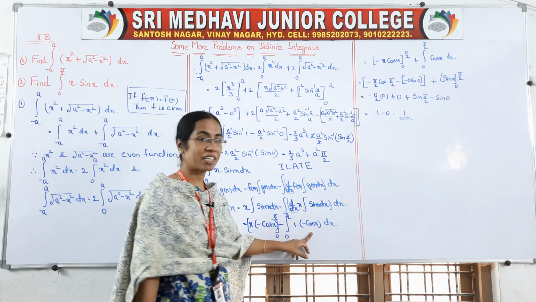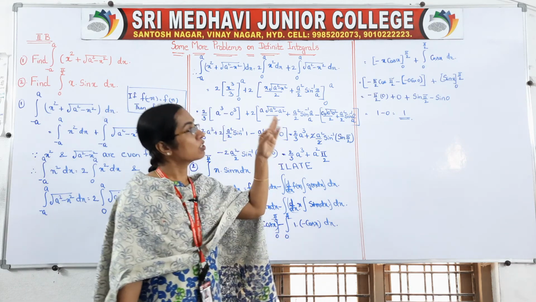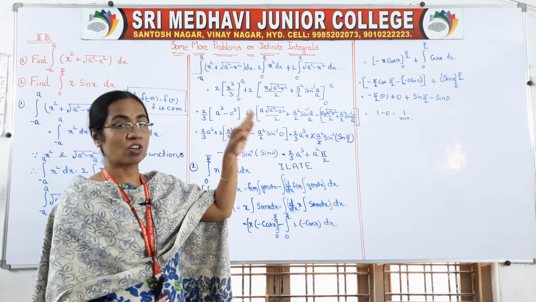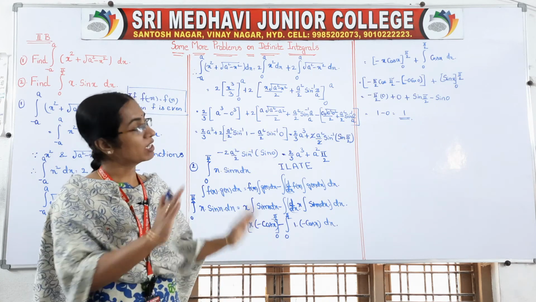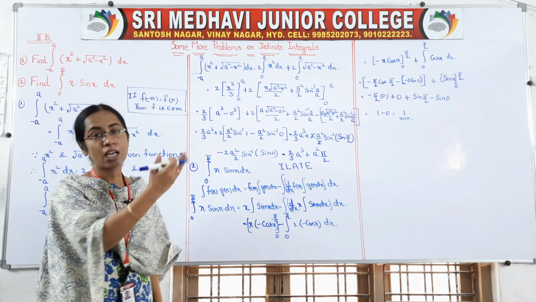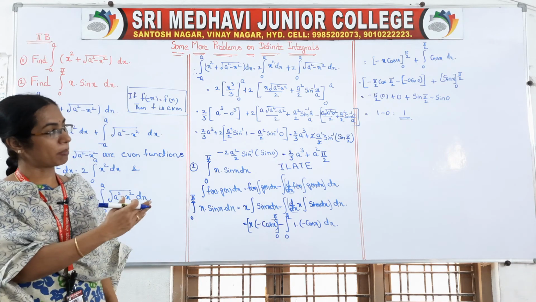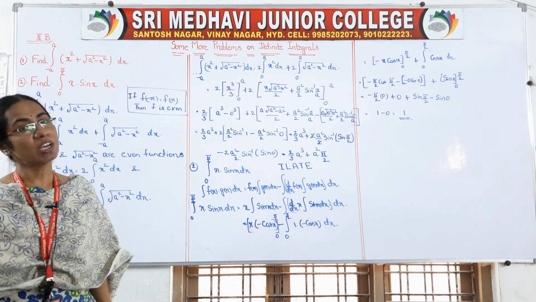Be careful. Actually, here I have taken cos x already, so we have to take the integral of cos x as sin x. Once the integral is completed, you take the limits on the right side, then apply the limits and find your value.